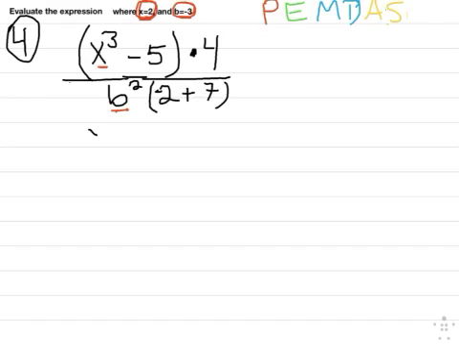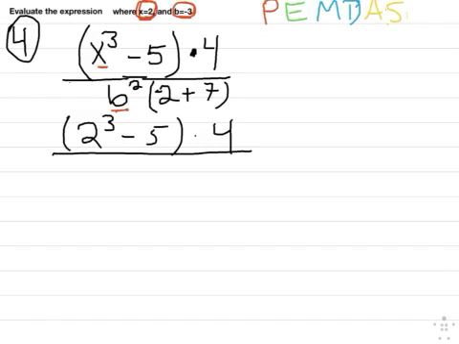So the x is 2, so we'll just put 2. Let me get that clearly here. So 2 cubed, 2 to the third, minus 5 times 4, and then make sure that stays in the parentheses. And then again, grouping with our division sign, b is -3 squared. And then we have -2 plus 7 in parentheses also. Okay, now we can start evaluating this guy.